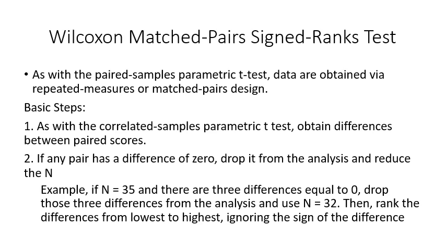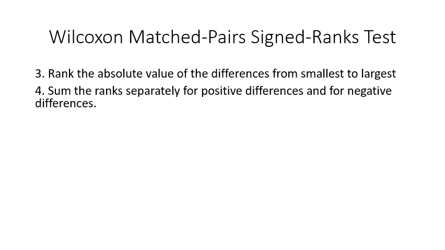We've obtained differences. Now we need to go one step further. Next, we rank the absolute value of the differences from smallest to largest. This is important: the absolute value of the differences. So if you've got a score of -5 and another score of 7 and another score of, let's say, -6 and 4, let's rank these 4 values.